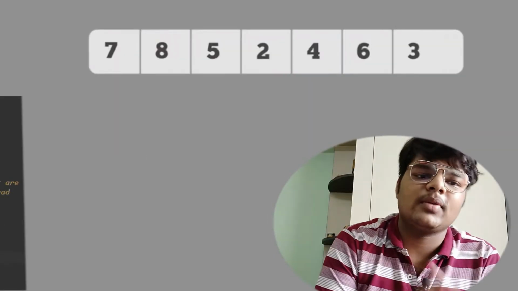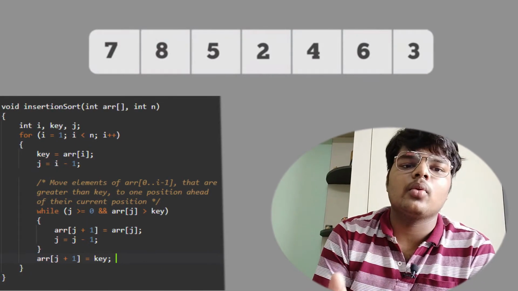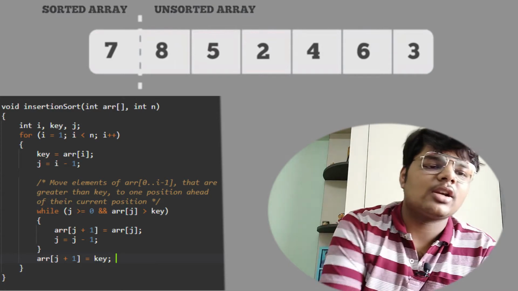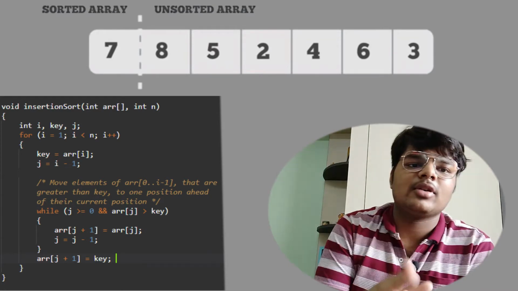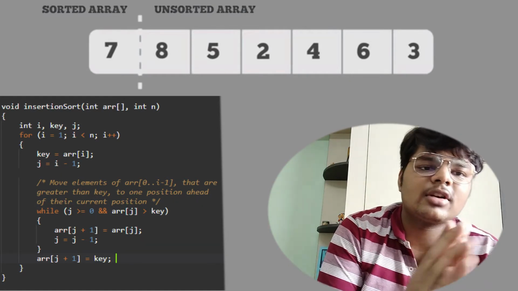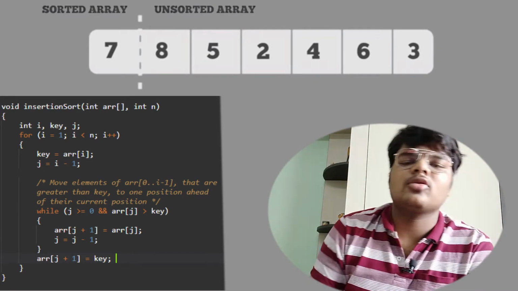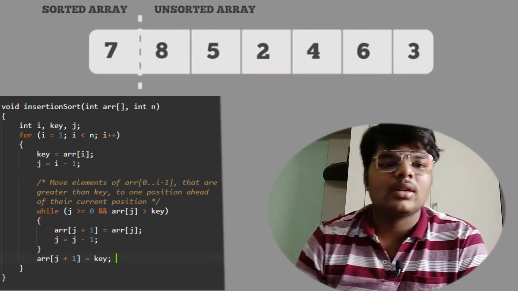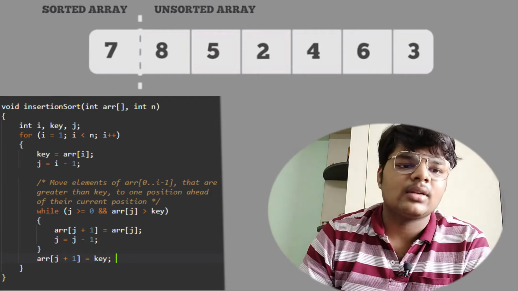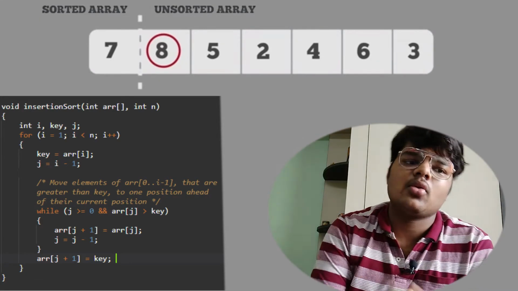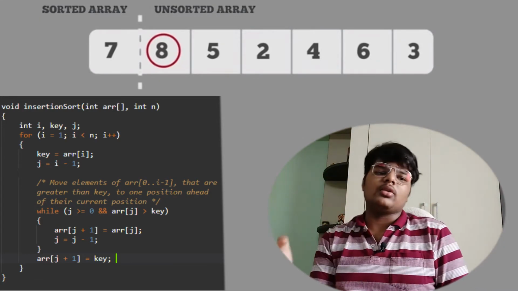To understand better, I will show you an example. So let us consider an array with elements 7, 8, 5, 2, 4, 6 and 3. So basically there are 7 elements. Now put your starting marker just after the first element, that is 7. So 7 comes in the sorted array part and all the rest of the elements are considered to be the unsorted array part. Now compare 8 with 7, and as 7 is smaller than 8, no swapping is done. So okay, now shift the marker to the right by 1 unit.